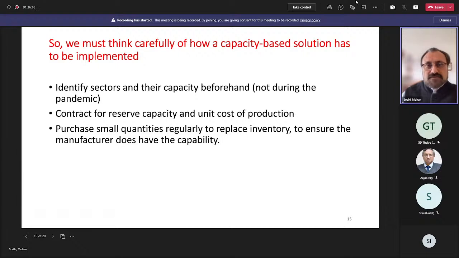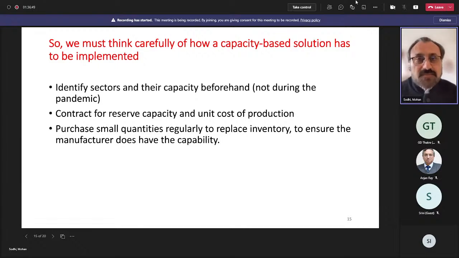So what we have to have is the same thing done beforehand. So identifying sectors and their capacity beforehand, just like the electronics industry, they identify the manufacturers beforehand, they create contracts to reserve capacity. Same idea. You contract for reserve capacity, you contract for unit cost of production, and you have to make sure that that capacity is available domestically.